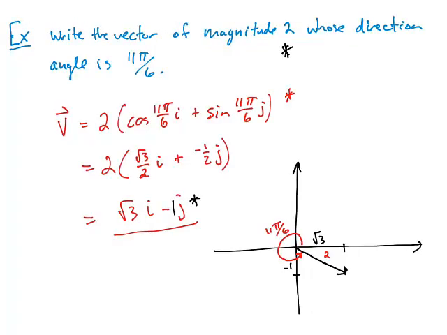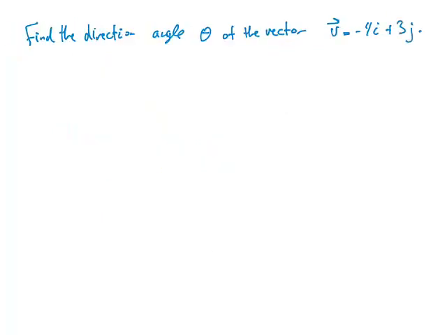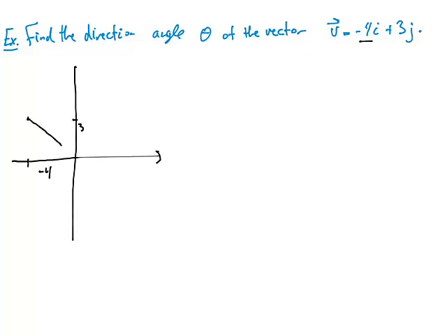And this last example is a little different. Now we're given the vector and we want to find the direction angle for this vector. So to get a visual, let's see what we're looking at. -4 is the horizontal component. 3 is the vertical component. So the vector looks something like this, and the direction angle is here.